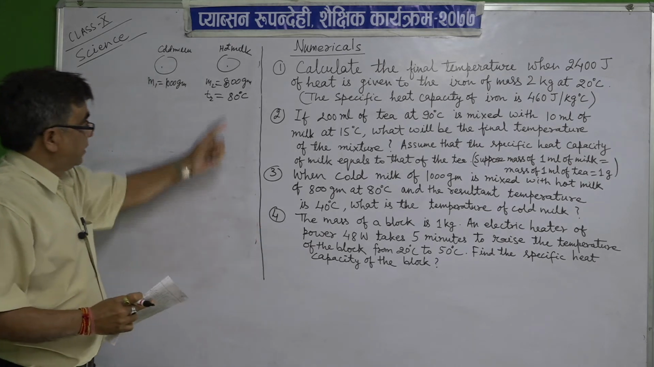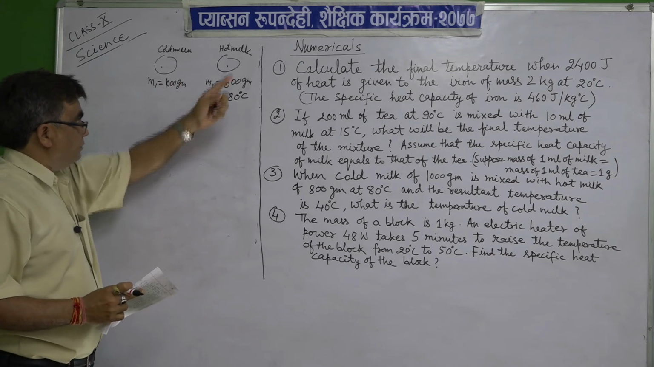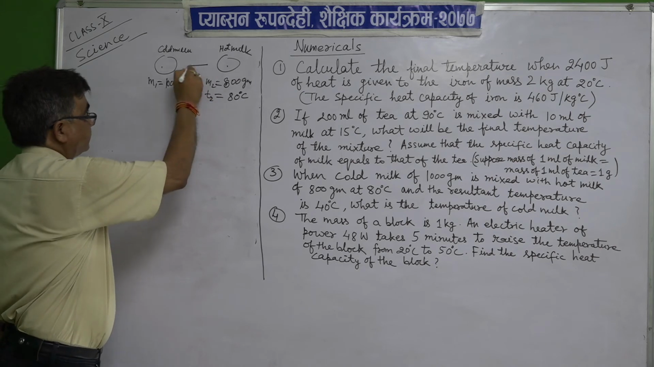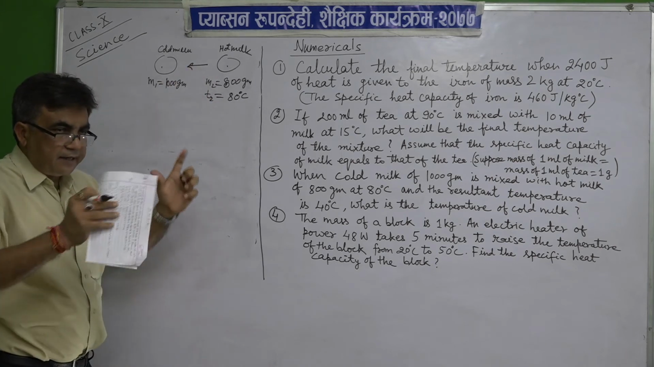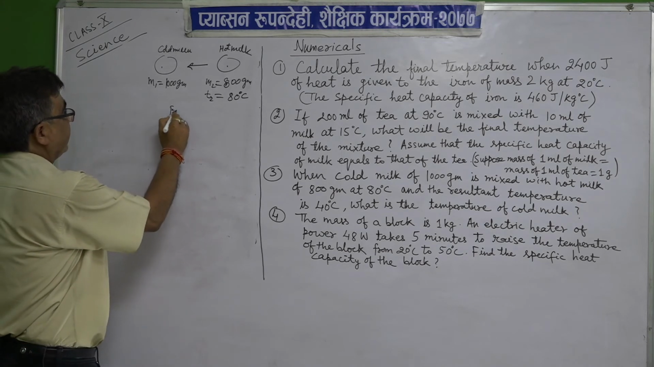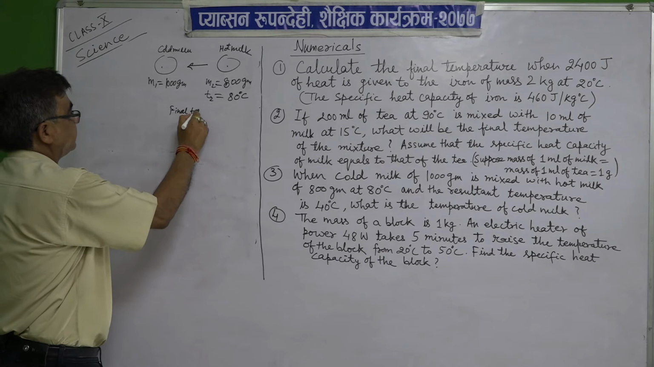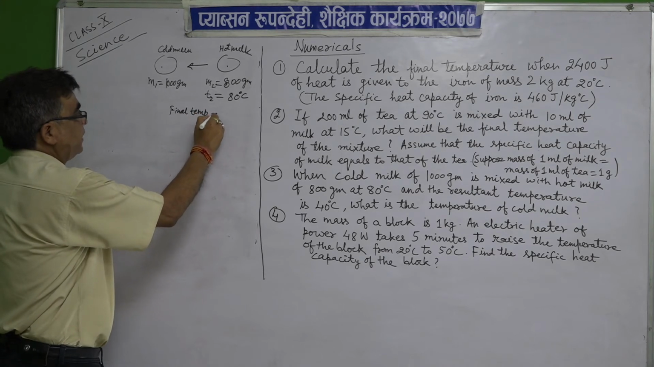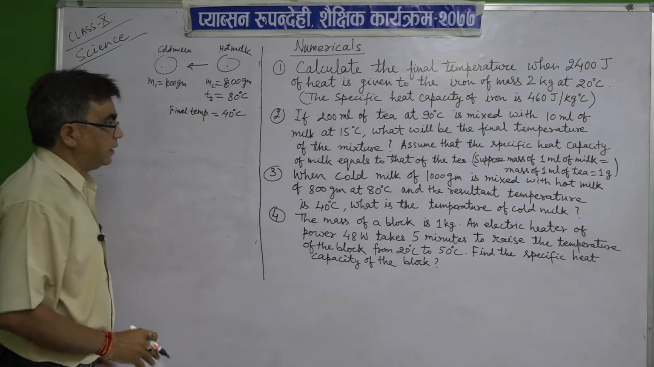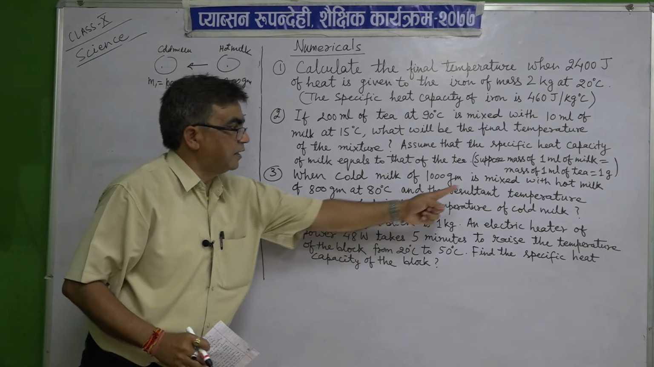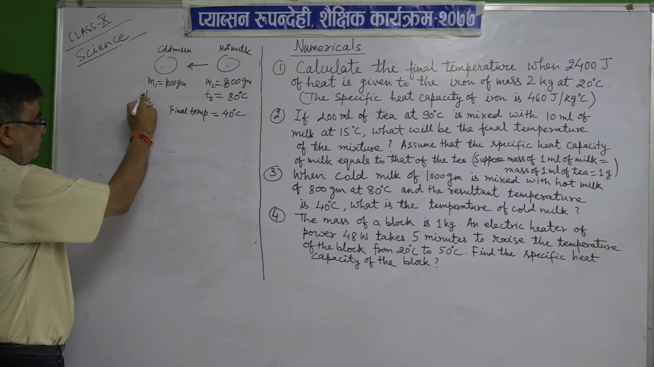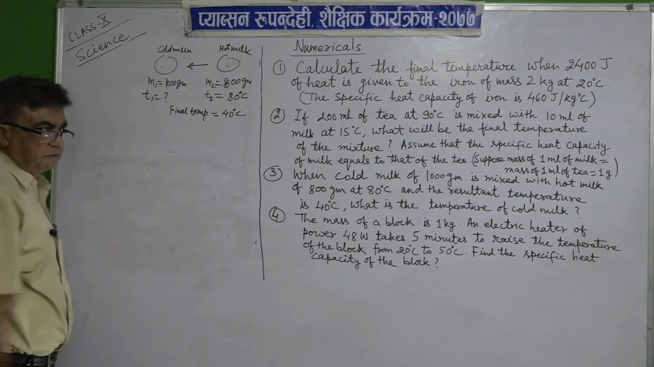Finally, when they are mixed, what will happen? Heat will flow from hot milk towards the cold milk, from hot to cold, and definitely they will attain a final temperature. That final temperature is given, 40 degrees centigrade. Clear? What is the temperature of cold milk? You have been asked its temperature. Suppose that is T1. You have to find that out.